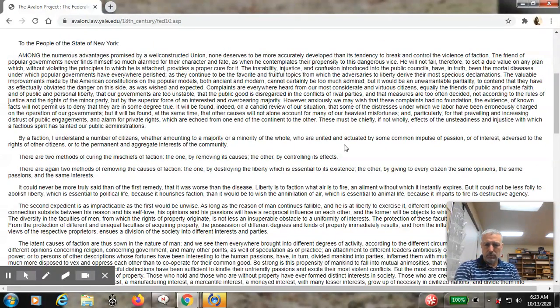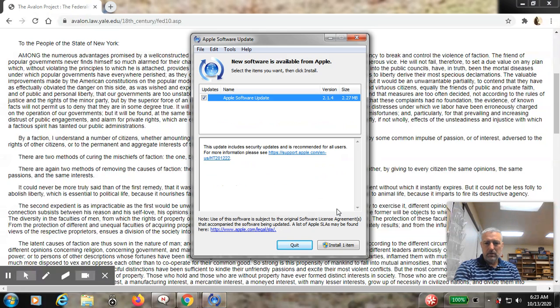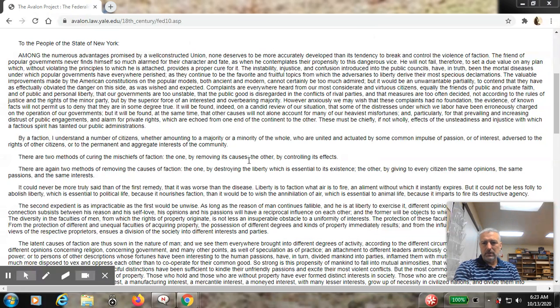John Jay was originally the one who was helping Hamilton. They were both New Yorkers, but Jay became ill, so he asked Madison to help him write some. And Federalist 10, written by Madison, and Federalist 51 are probably the two most famous of the Federalist Papers. Federalist 78, probably the next. Hamilton wrote that one; it's about the Supreme Court. So I'd encourage you to read this stuff.